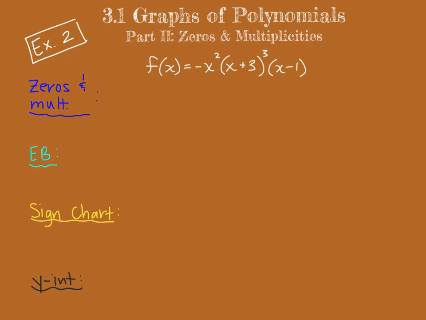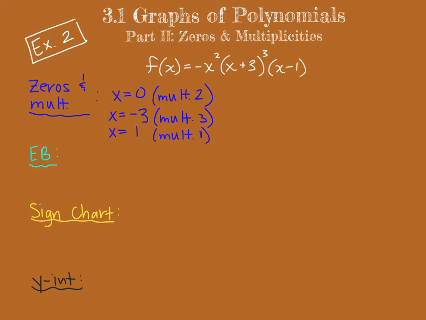So our zeros are x equals 0, and its multiplicity is 2. We have the next factor is x plus 3 and it's cubed, so that means that 0 is x equals negative 3, and that has a multiplicity of 3. And then our final 0 comes from the factor x minus 1, and that means that x equals 1 is the last 0, and it has a multiplicity of 1.